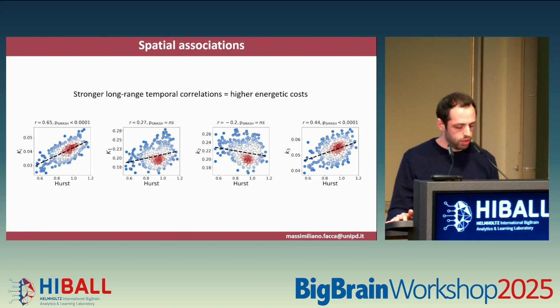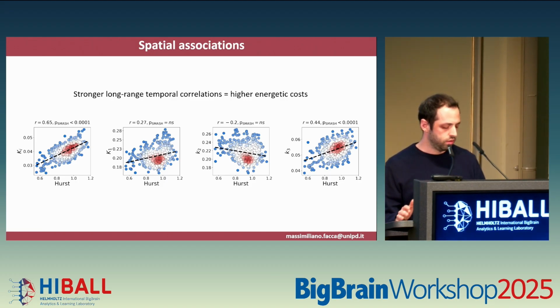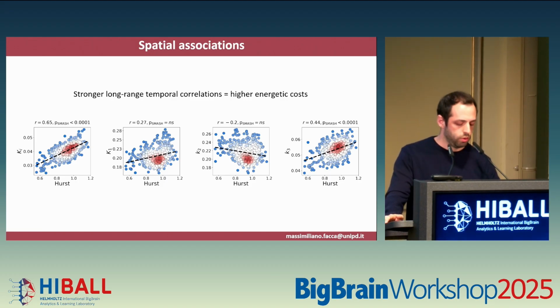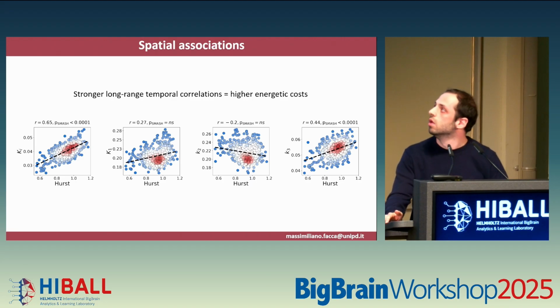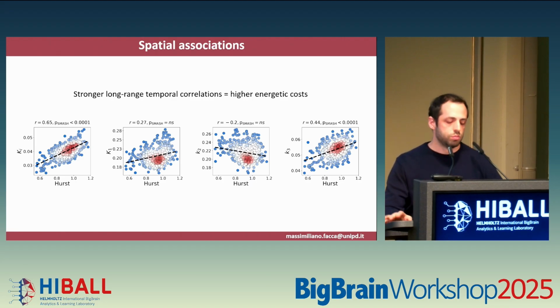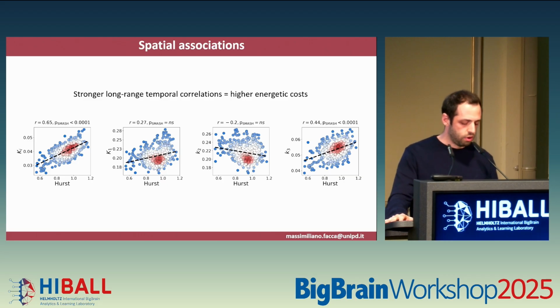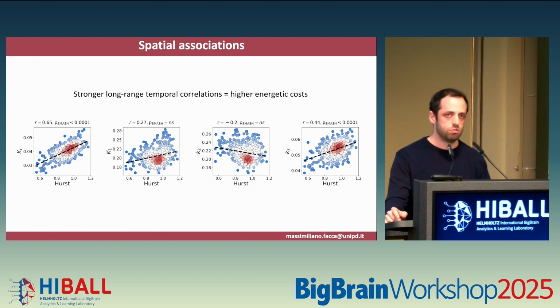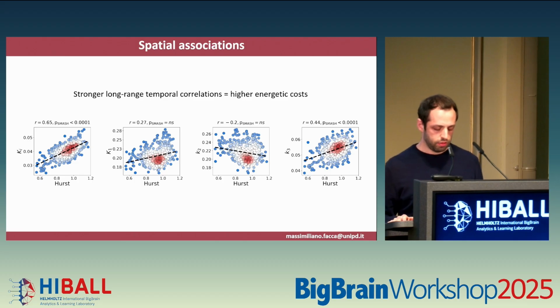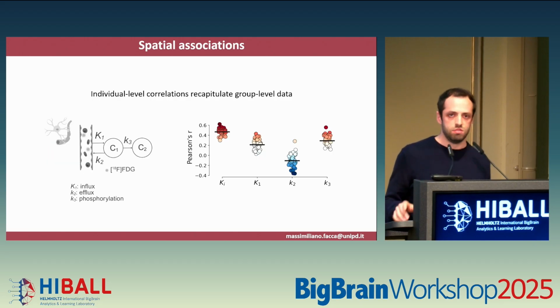Now, the first thing we did was to associate these measures at the group level. So we are basically measuring correlation between Hurst exponent and each of the glucose parameters we extracted. And we found a strong positive association with KI. So where in the brain the Hurst is higher, also the uptake of the tracer is higher, as well as with the K3. So there's a faster enzymatic activity of the hexokinase enzyme where in the brain long-range correlations are stronger.